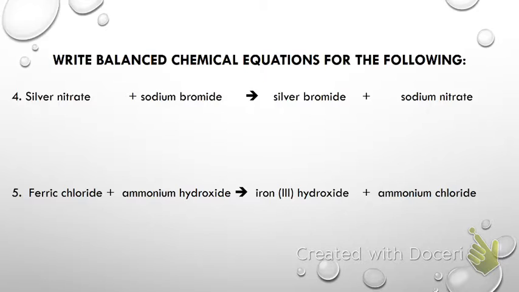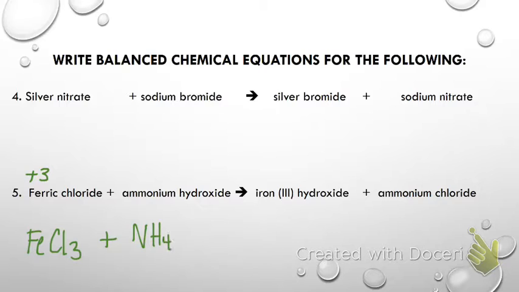All right, I'm going to skip number 4 because it all ends up being 1-to-1, but I do want to do number 5. Ferric, that's the old naming system. Ic means the higher of the charge, so it's going to be a plus 3 for iron. So how do I write iron 3 chloride? FeCl3, because chlorine is a -1. Okay, and then how do I write ammonium hydroxide?